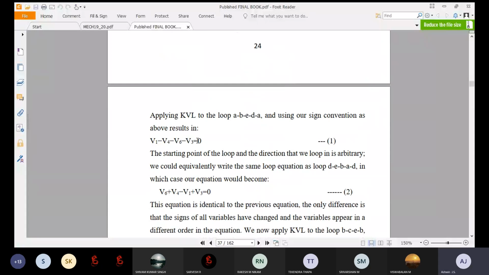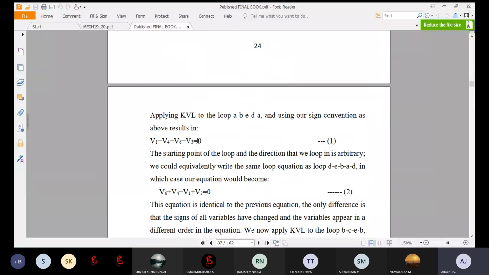Voice is breaking. Yes, sir. What about display? Display. Okay. Now still voice is breaking. Okay, sir. While you are explaining, sir. Okay.